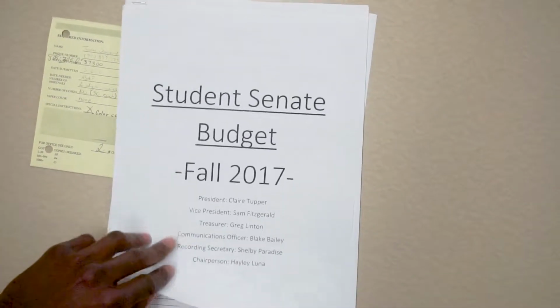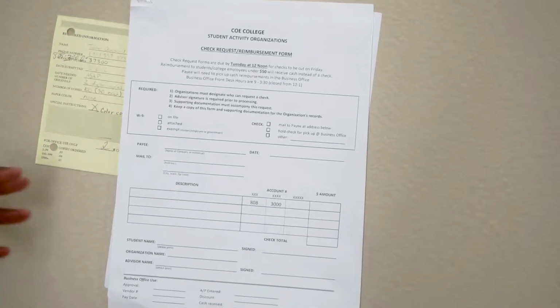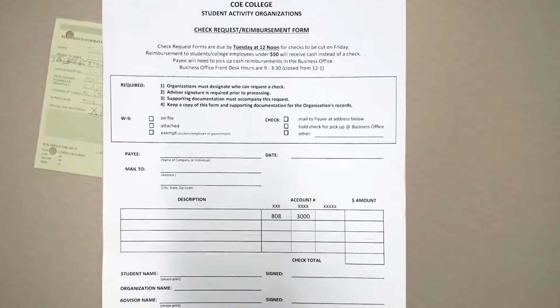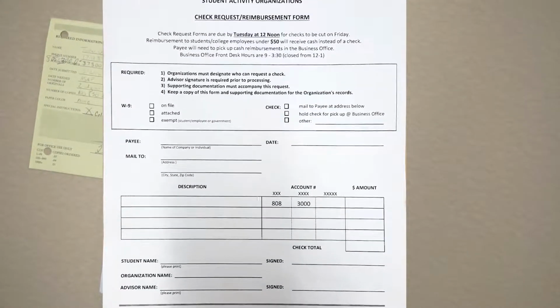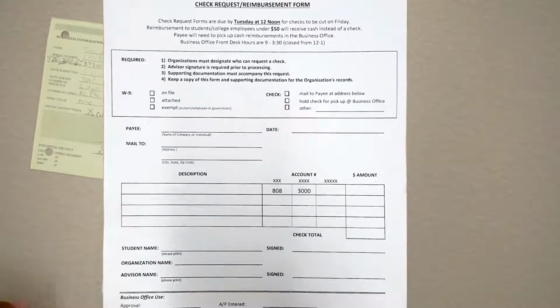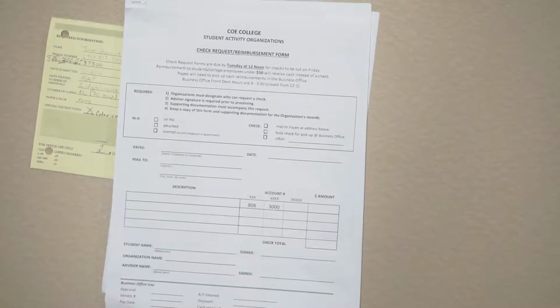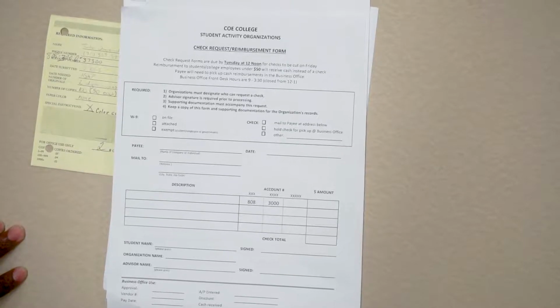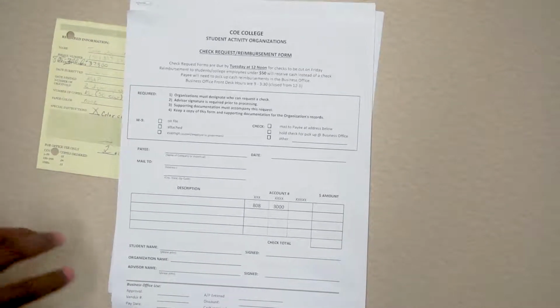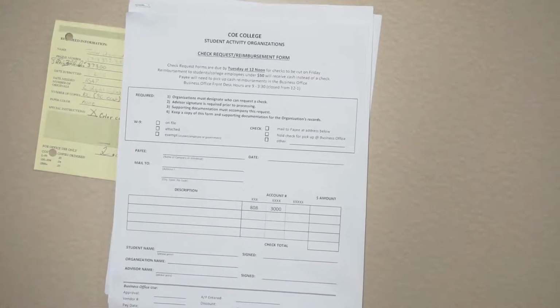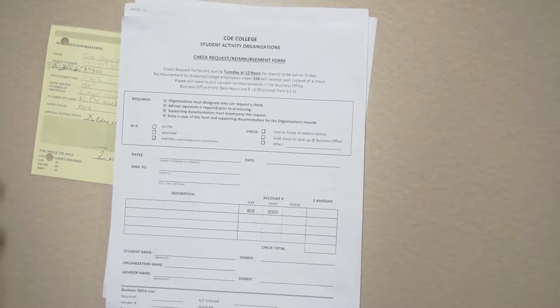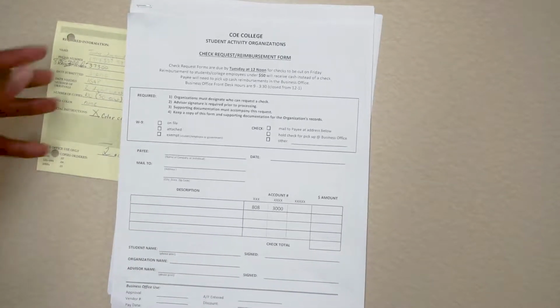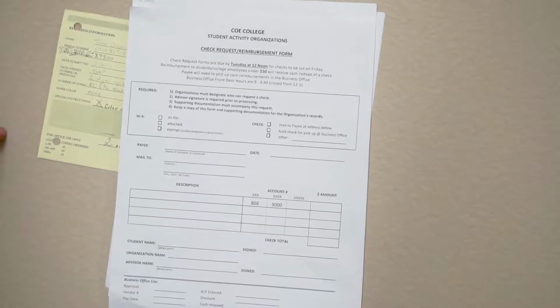After you do this, we're going to proceed to the check request form. Now this is extremely important for all organizations that participate in bringing an artist to the college or that expect to be reimbursed for their food, supplies, marketing, anything of that nature. So essentially you just want to follow the steps here on the reimbursement form. Now please keep in mind you can find all of this information on the Student Senate Moodle page under the budget and financing information. But as I said, it's pretty self-explanatory.